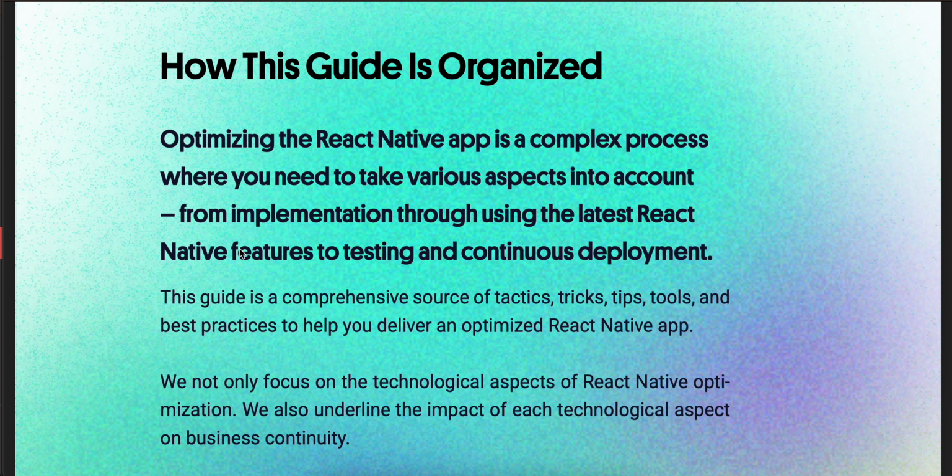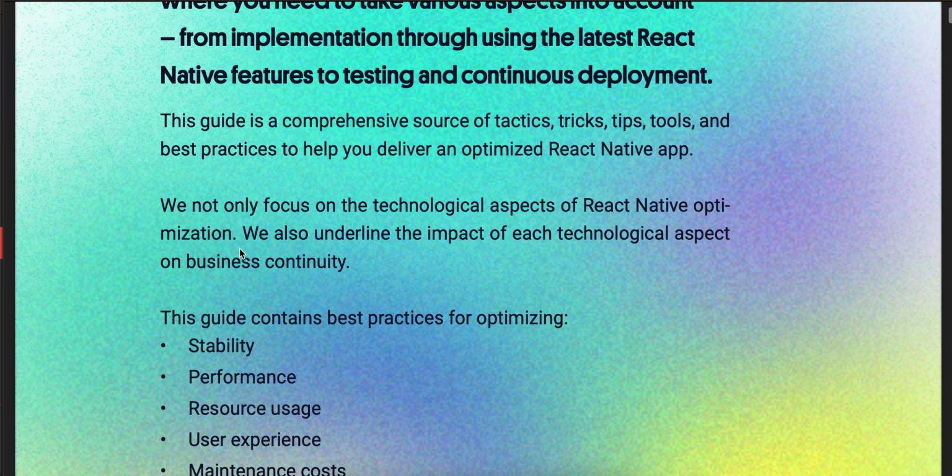Optimization of React Native is a complex process where you need to take various aspects into account, from implementation through using the latest React Native features to testing and continuous deployment. This guide is a comprehensive source of tactics, tricks, tips, tools and best practices to help you deliver an optimized React Native app. We not only focus on technological aspects of React Native optimization, we also underline the impact of each technological aspect on business continuity.